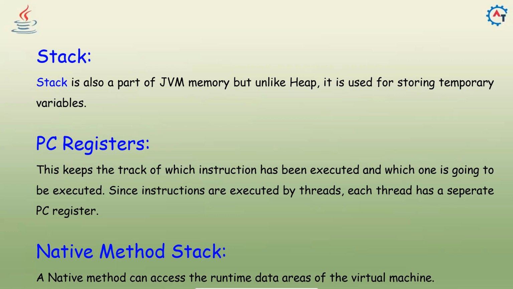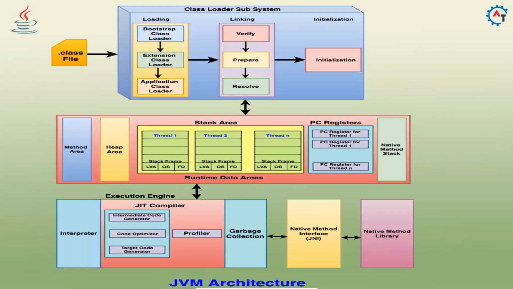So what do you mean by PC registers? This keeps track of which instruction has been executed and which one is going to be executed. So you have multiple instructions. What is executed and what should be executed is taken care of by PC registers. Since instructions are executed by threads, each thread has a separate PC register, which we already saw here, right? So thread 1, thread 2, thread n, and the same way PC register for thread 1, and PC register for thread n.